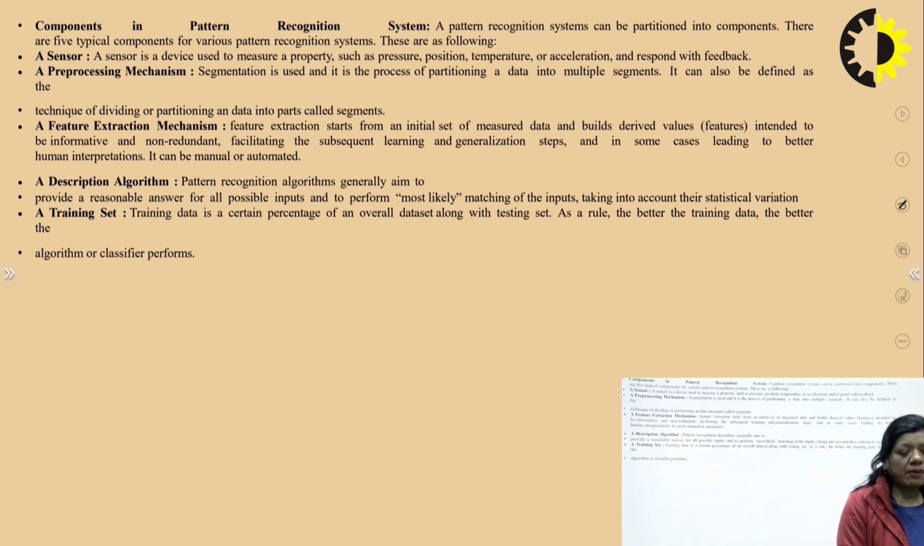It can be manual or automated. So a description algorithm, pattern recognition algorithm generally aim to provide a reasonable answer for all possible input and to perform most likely matching of the input, taking into account their statistical variation.